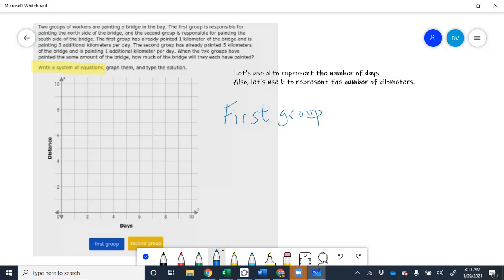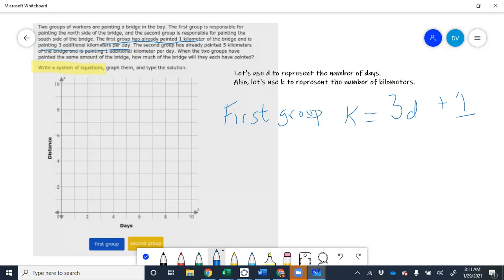So the equation for that will be the number of kilometers that they have painted. The number of kilometers, we'll call it K, will be, let's read it again, the first group painted 1 and they do 3 every day. So the number of kilometers will be the 1 that they already have, plus 3 every day, so 3D.